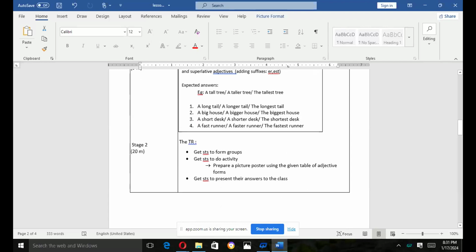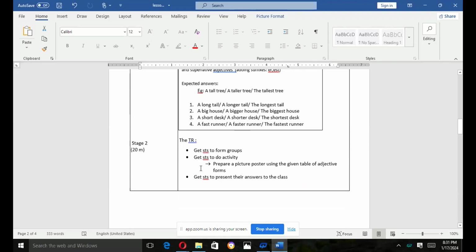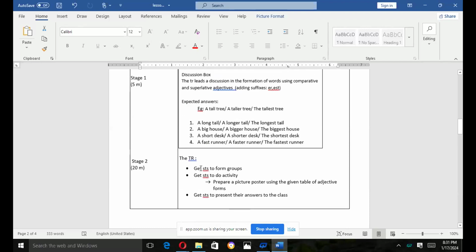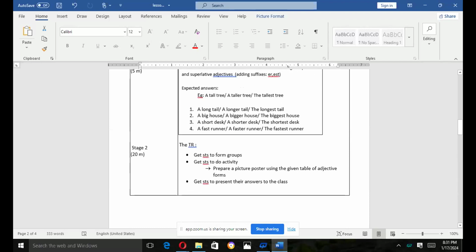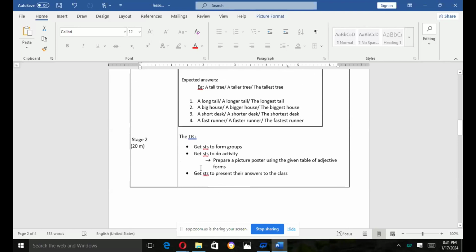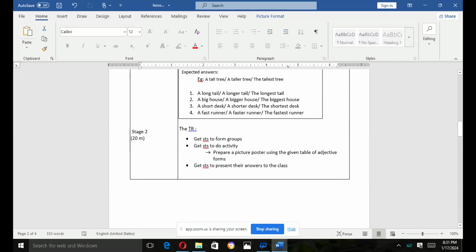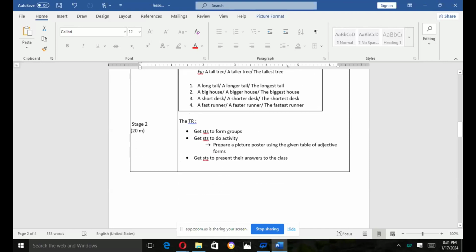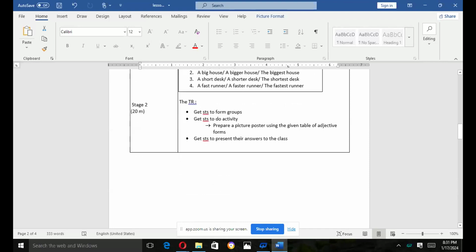First one: a long tail, a longer tail, the longest tail. Second one: a big house, a bigger house, the biggest house. Third one: a short desk, a shorter desk, the shortest desk. Fourth one: a fast runner, a faster runner, the fastest runner.